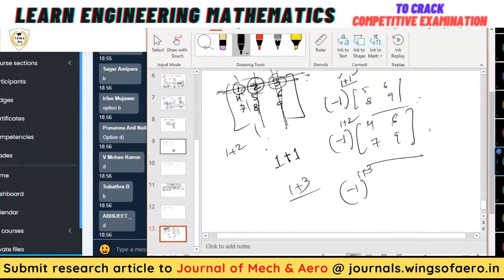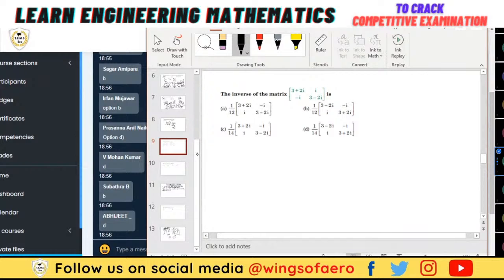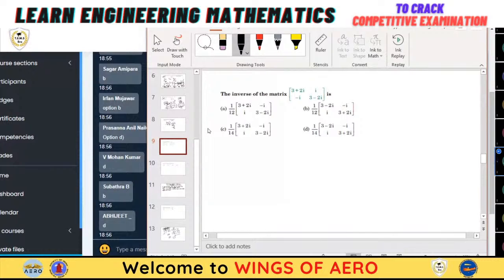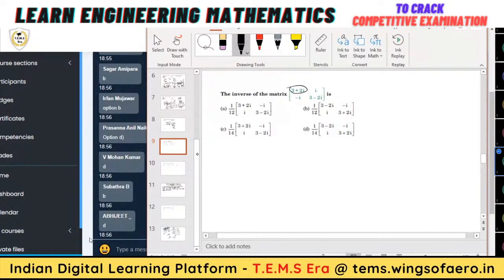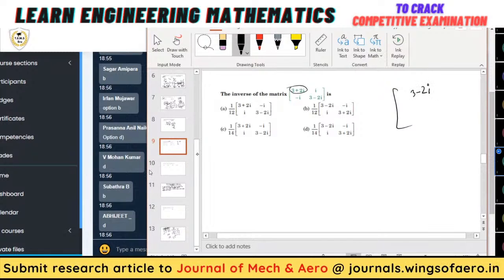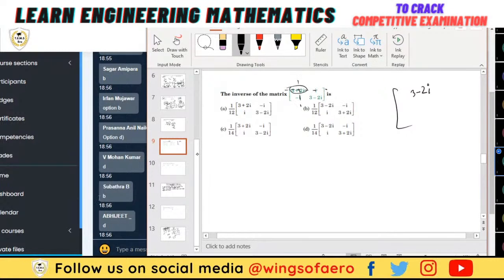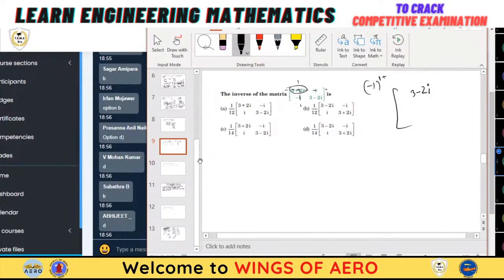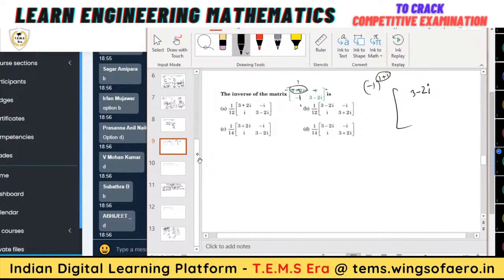Now if I go to this one, since the matrix is itself 2 cross 2, the cofactor here is only the element. So what is the cofactor of this one? The cofactor of this one is 3 minus 2i. And what is the sign? Sign is 1 plus 1. So -1 whole to the power 1 plus 1 means -1 whole square, and it is plus sign.